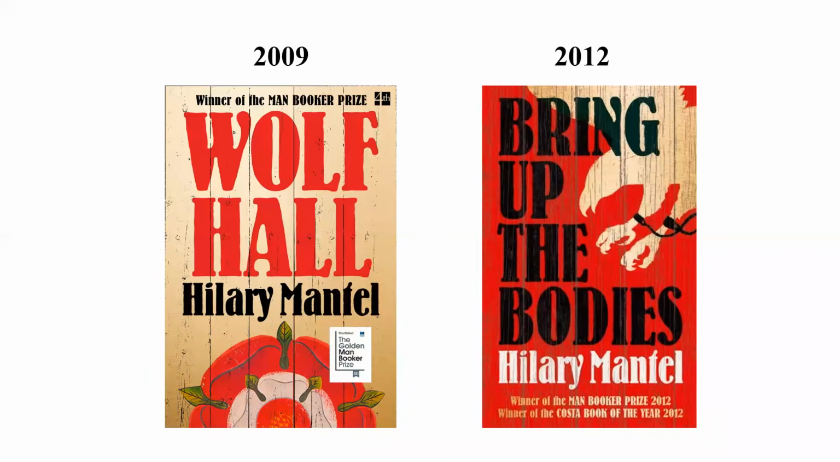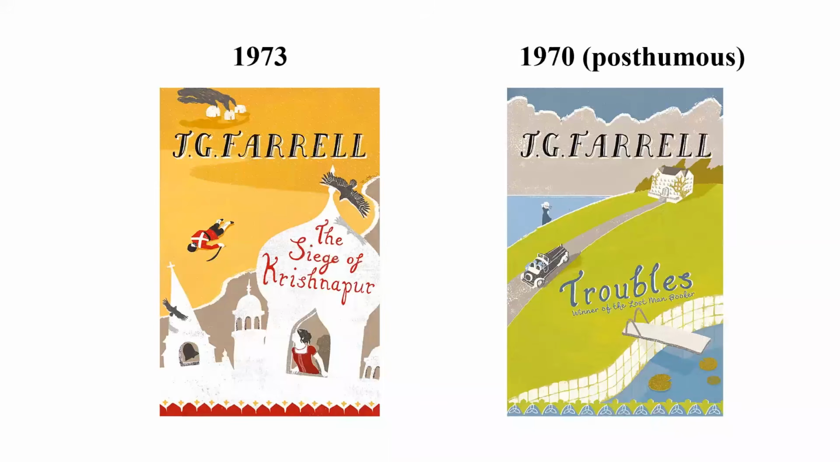Then we have Hilary Mantel, British writer. She also won the Booker Prize twice, once for Wolf Hall in 2009 and for Bring Up the Bodies in 2012. Then we have J.G. Farrell, but posthumously. J.G. Farrell is known for his Empire trilogy. Of course, a trilogy, 3 novels. Empire refers to the British Empire, the fall of the British Empire. So we have J.G. Farrell's Troubles. Troubles talks about the Irish War of Independence. So Ireland fighting against Britain. So he talks about the fall of the British Empire.